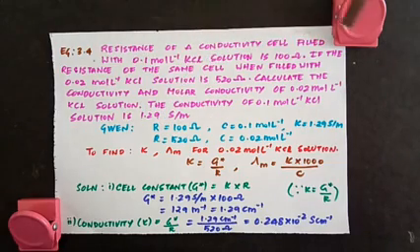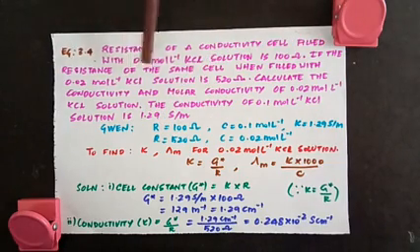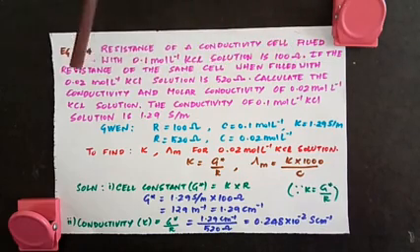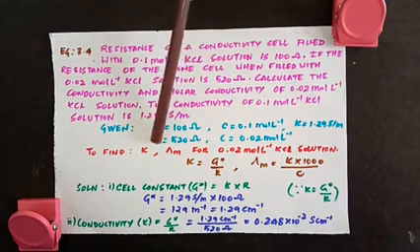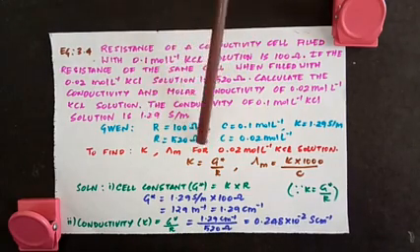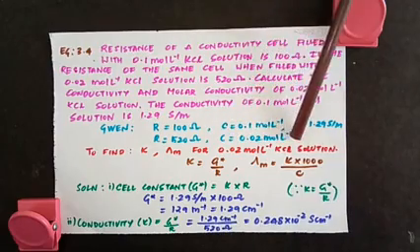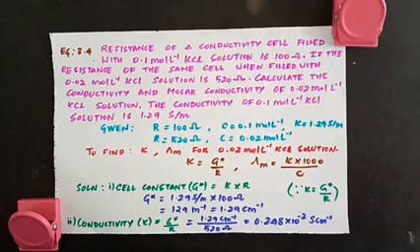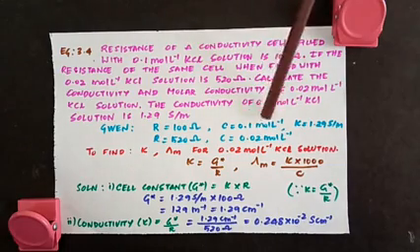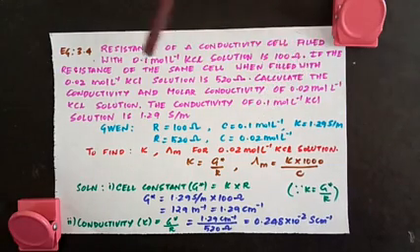If the resistance of the same cell when filled with 0.02 mole liter inverse KCl solution is equal to 520 ohm. So the resistance is 520 ohm when the concentration is 0.02 mole liter inverse, and the resistance is equal to 100 ohm when the concentration is equal to 0.1 mole liter inverse.